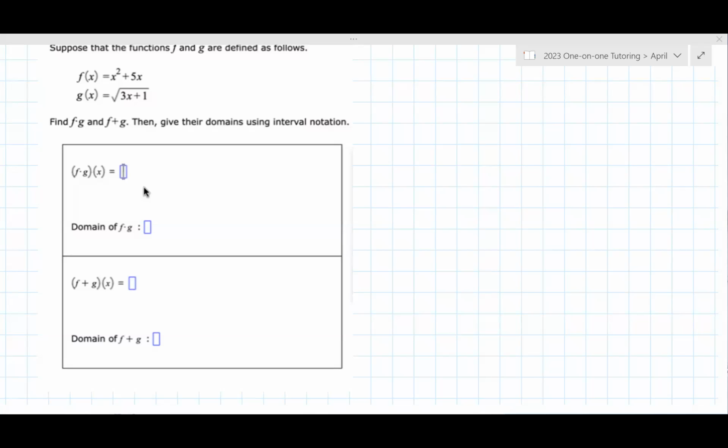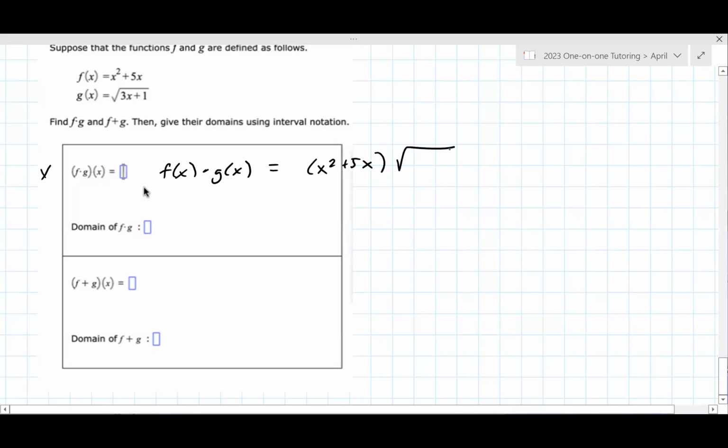So the first one here, it really says f times g. It's multiplication. You're taking f of x and multiplying g of x. This is x squared plus 5x times the square root of 3x plus 1. There's nothing more to do, but you do need parentheses around the first one to show that it's the whole thing. Right.